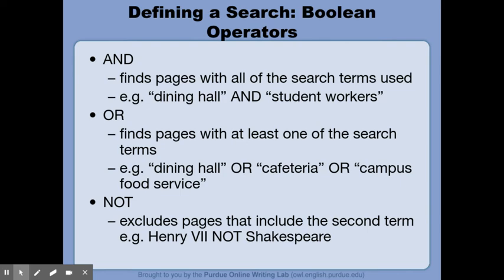You could use OR. It finds pages with at least one of the search terms. So if you're looking for a resource that has to do with dining hall, cafeteria, or campus food service, any of those terms could be in the results. And then NOT. It excludes pages that include the second term. So if you are looking for information about Henry VII, but you specifically do not want Henry VII to be tied to Shakespeare, you would type in Henry VII NOT Shakespeare. It would cancel out any results that include Shakespeare within the information.